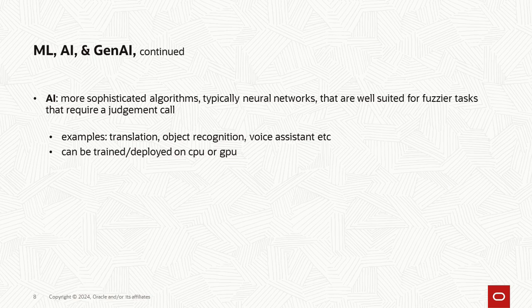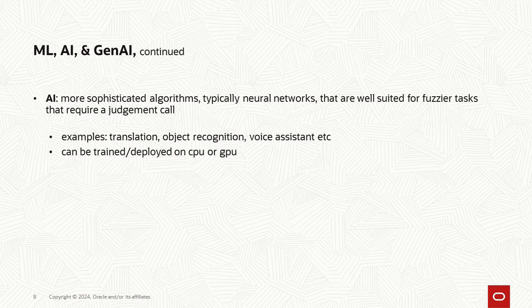Simple examples are using AI to do translation. If you want to translate a blob of text from one language to another, there are many ways to do that translation, but if you want to automate that, you really want an algorithm to choose the best, if not the better, options for that translation. Object recognition, voice assistants.